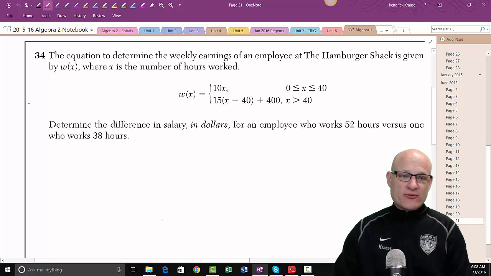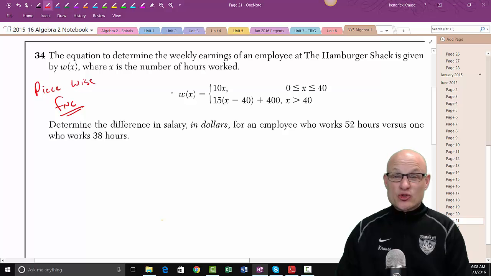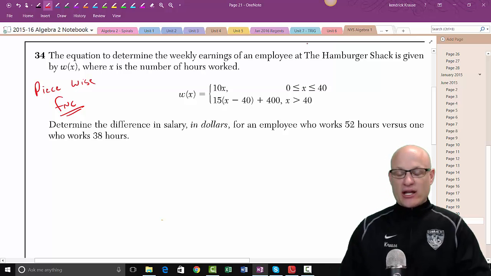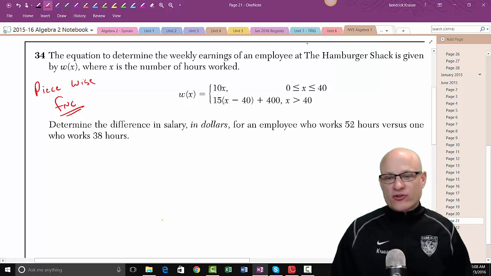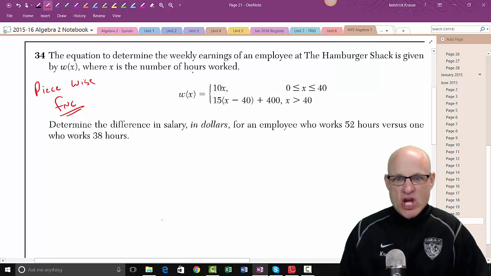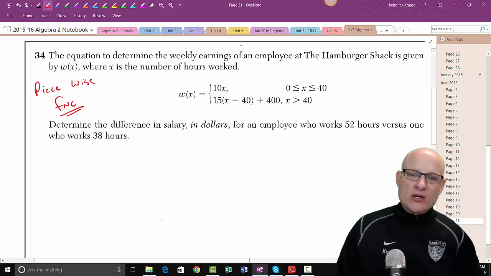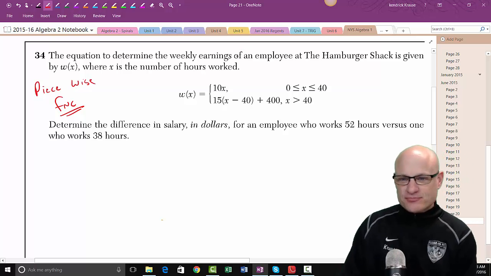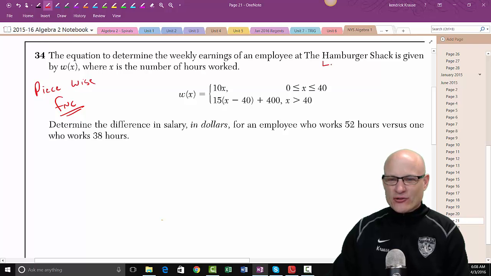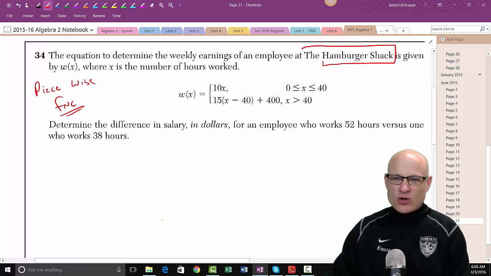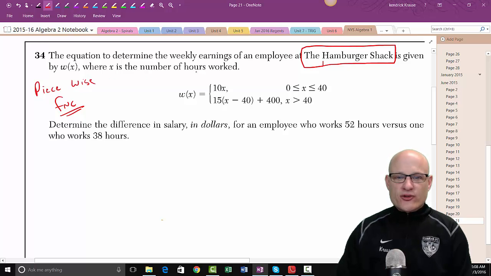It's called a piecewise function. Now, these used to only be taught in pre-calculus, but now we decided that 9th graders could handle 11th grade math. And actually, it's 12th grade math, so whatever. You guys are geniuses. So the equation to determine the weekly wages of an employee at the Hamburger Shack, where W of X is determined by the number of hours worked.